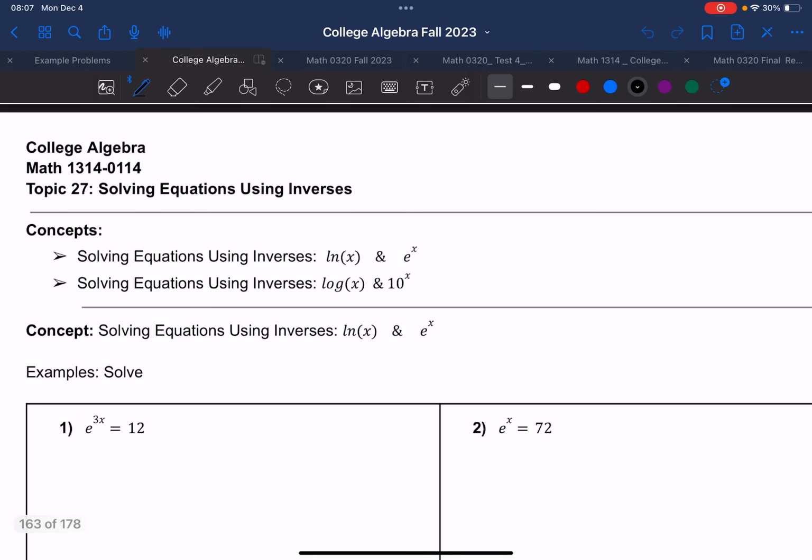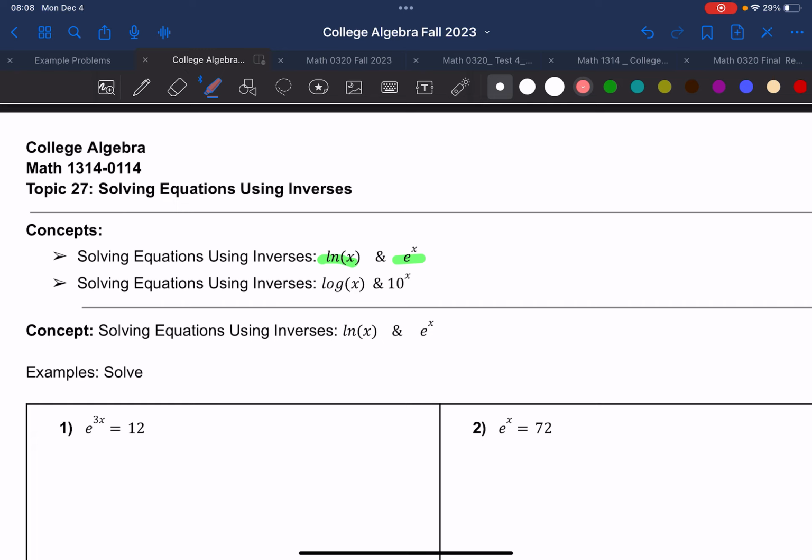This is topic 27, solving equations using inverses. So the type of inverses that we're going to look at today is the natural log of x and the log of x. So when we're using inverses, remember we use that opposite function in order to cancel it out. So for example, the inverse of natural log of x is going to be e to the x.